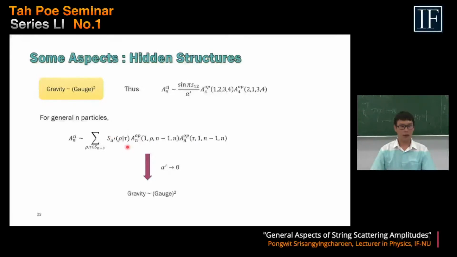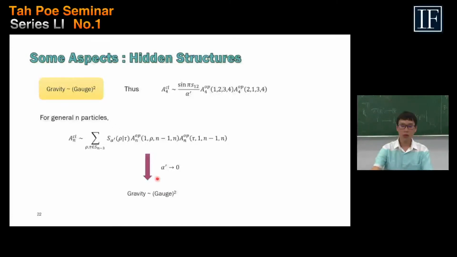Okay, and of course, when you restrict yourself to the field theory limit, or alpha prime goes to 0, this closed string amplitude, if you consider graviton scattering, turns into the theory of gravity, and the open string part turns into the theory of gauge bosons, or we could say Yang-Mills theory, and the square of it, namely the double copy.